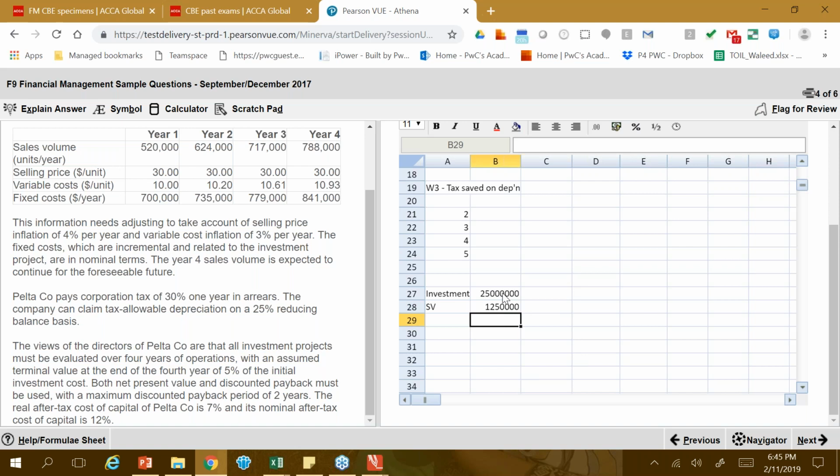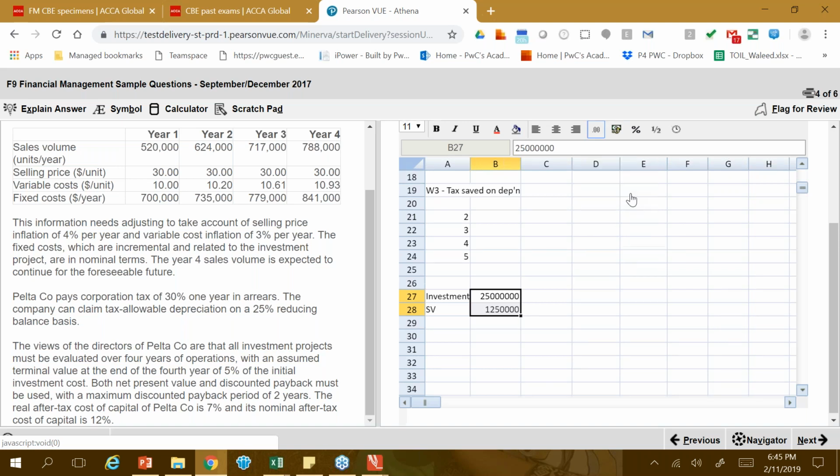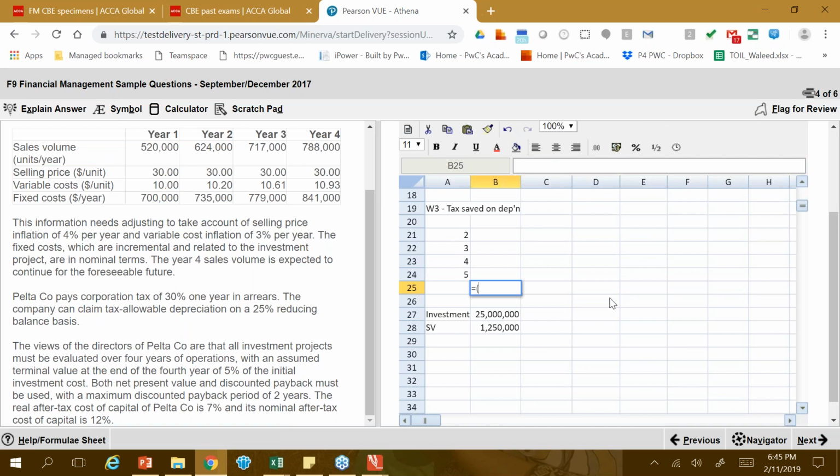So this is my investment and scrap value. Now, what we're going to do here is we'll take the investment, which is in B27, so B27 minus the B28. This will give me the total depreciation, investment minus the scrap value. We've seen that. And then we'll simply take the tax on this one, which is 30%.